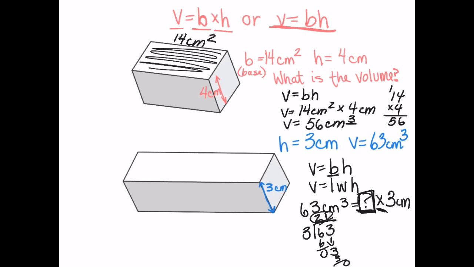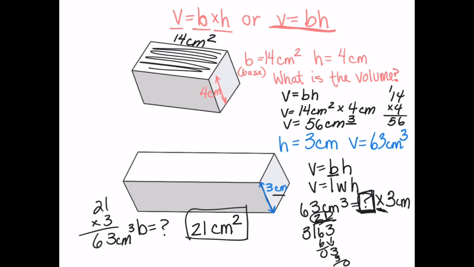So this question is asking me, what is the base? What does the base equal? When we're doing base, because we're measuring in centimeters, it's going to be centimeters squared, because it's like saying the area. What is the area then? It is 21 centimeters squared. Let's check that. 21 times 3 is 63 centimeters cubed. So yes, that is the dimensions of the base. You may need to watch this over again. It is always okay to rewind.